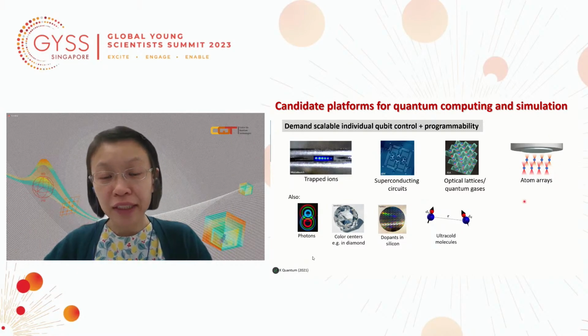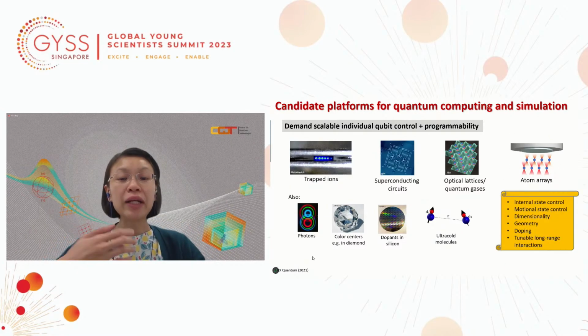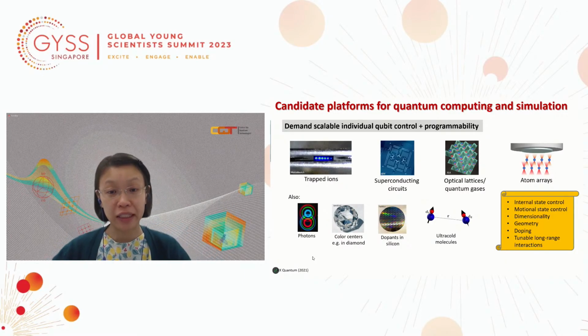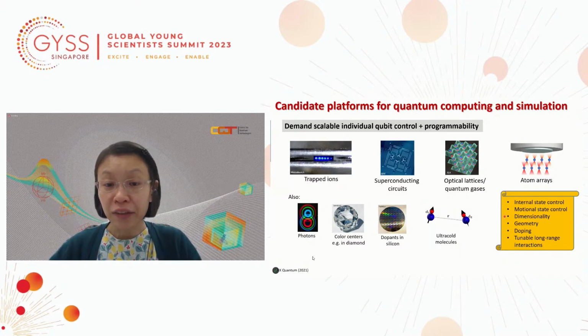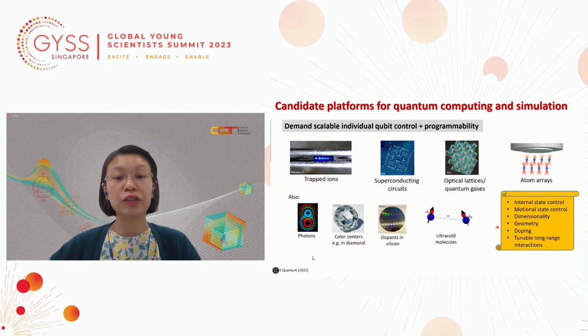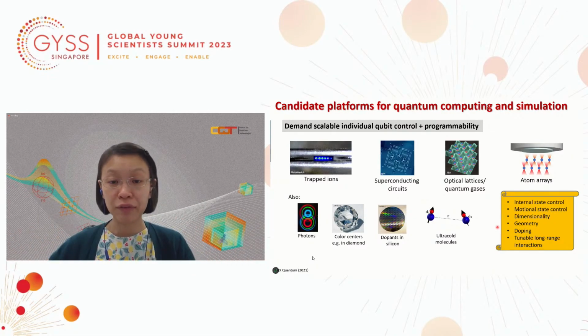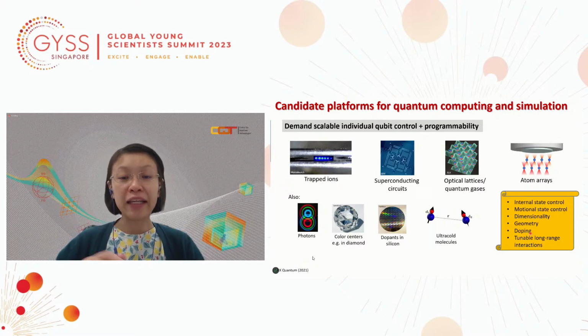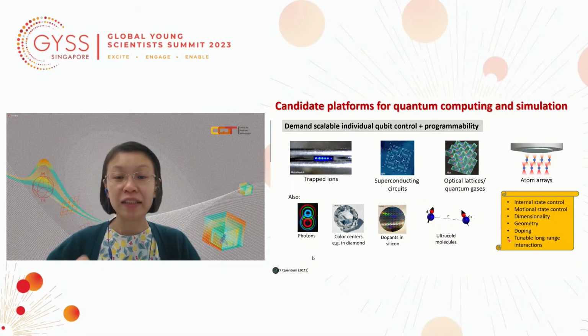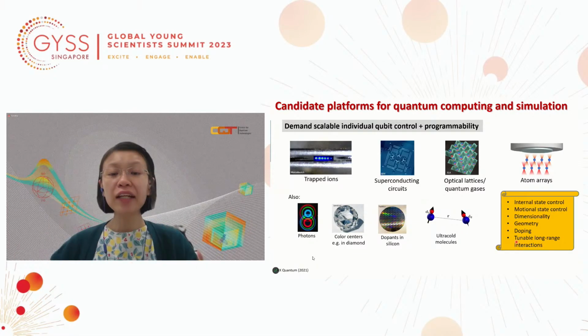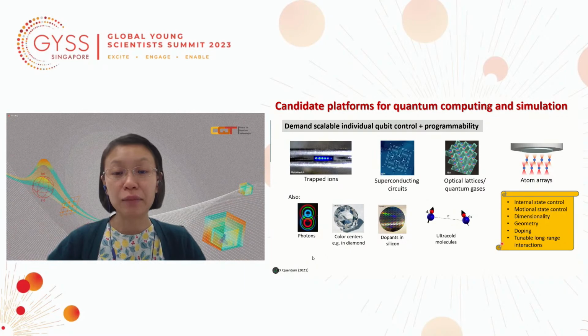And today I'll focus here on the atom arrays. There are many nice degrees of freedom that one can control with the atom arrays. Here, for instance, you can control the internal quantum states and the external motional states. You can arrange these arrays in different dimensions, right? One dimension, two dimensions, even three dimensions. And then they can be arranged in arbitrary geometries with user-defined doping, something that is not very easy to do in an actual solid-state system. And finally, you can also use lasers to induce tunable interactions over long range between these atoms.